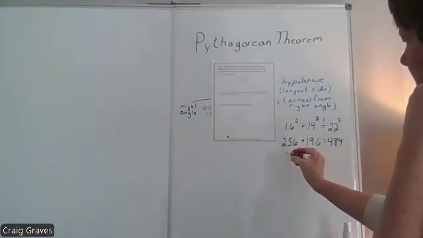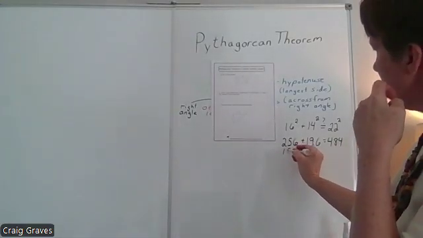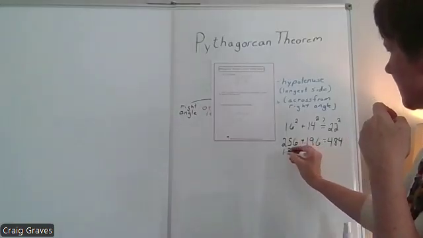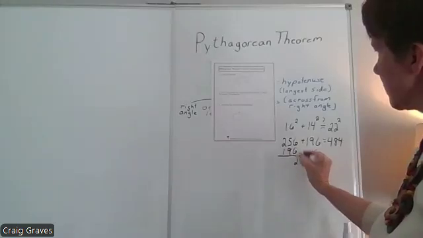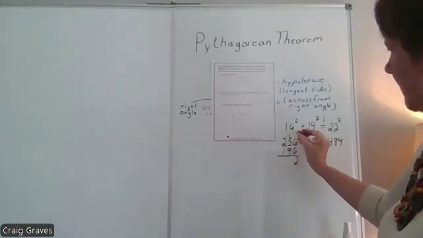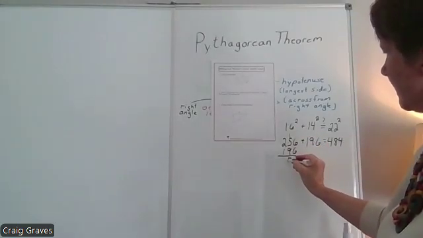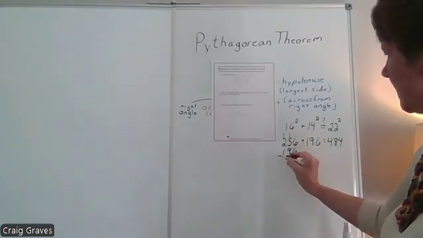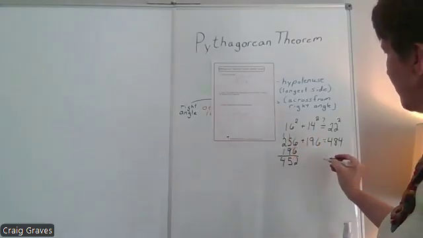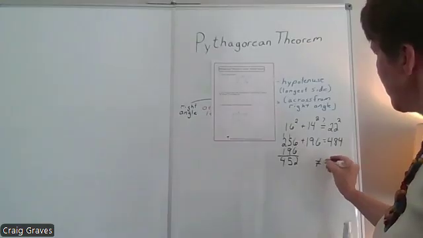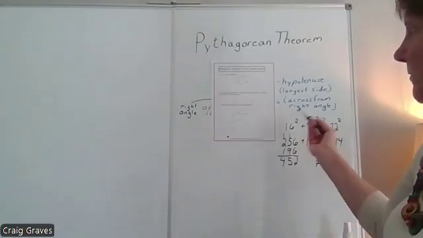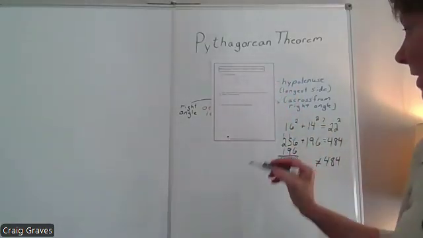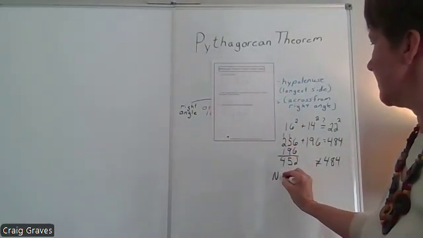Now, let's add these together. If I add 196 to 256, I get 6 plus 6 is 12. 9 plus 1 is 10 plus 5, 15. We get 452. And 452 does not equal 484. Therefore, this is not a right triangle.